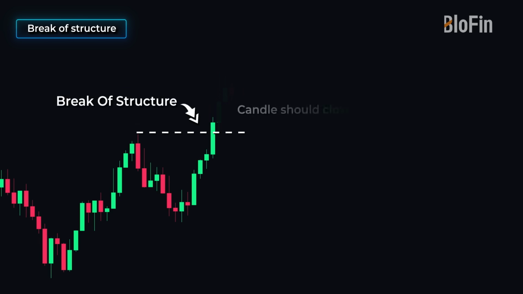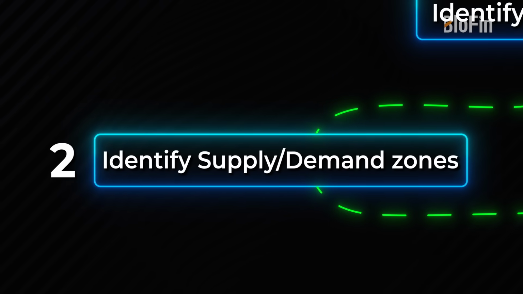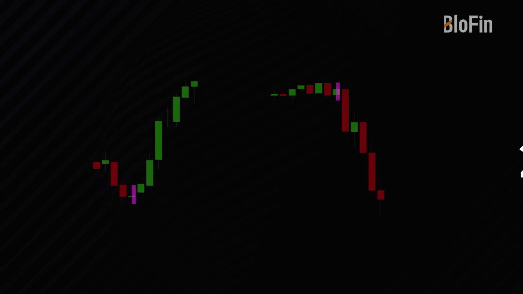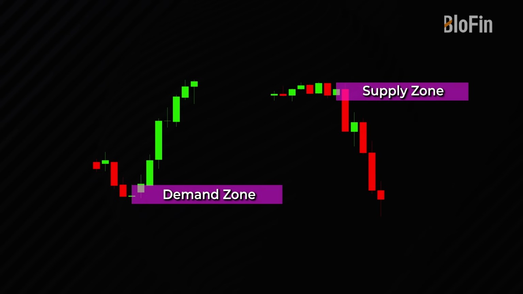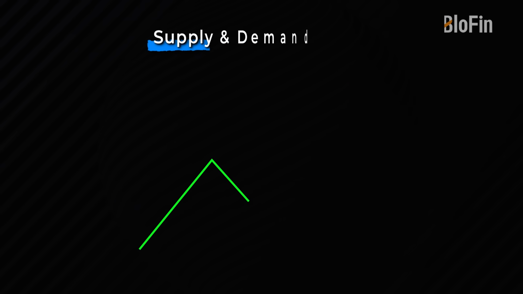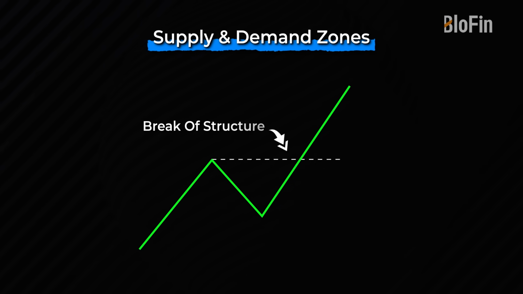Now, it's important that you wait for a candle to actually close above the previous highs for it to count as a break of structure. So wicks alone don't count. Once a break of structure is identified, we can move on to step 2, which is identifying a supply or demand zone. These are areas where large buy or sell orders were placed in the market, causing a sharp move in price. The easiest way to find these zones is to first spot a break of structure.